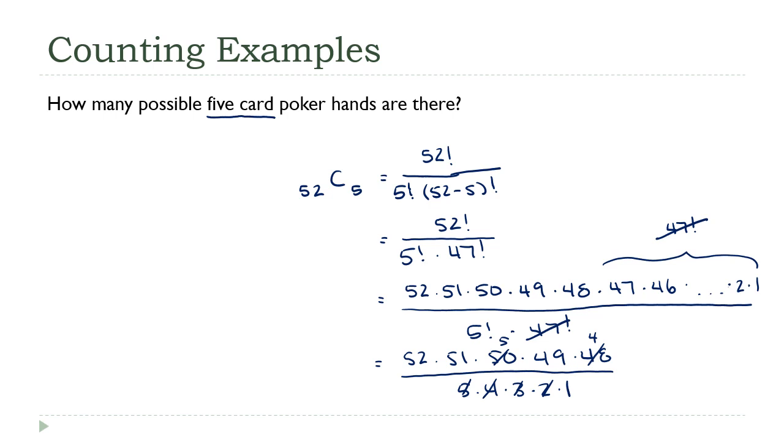So now, go onto your calculator. We need the final answer. That's going to be 2,598,960. So that's the total possible number of 5-card poker hands that you can be dealt from a standard 52-card deck.